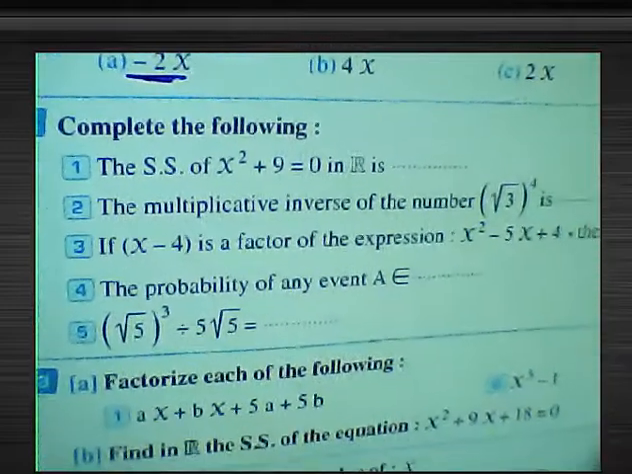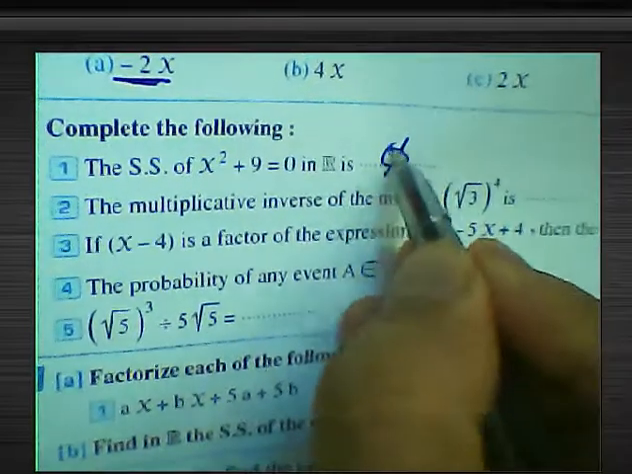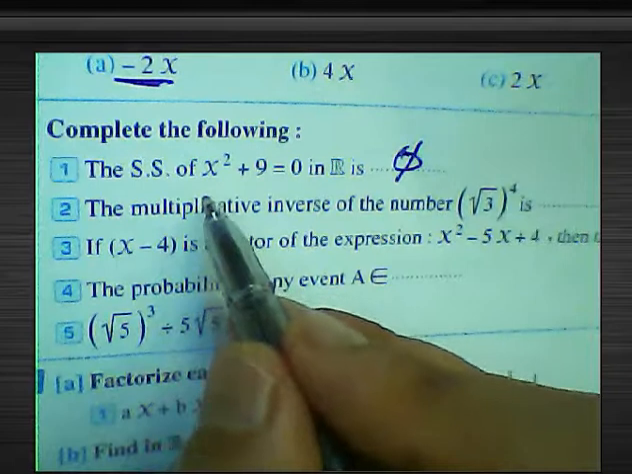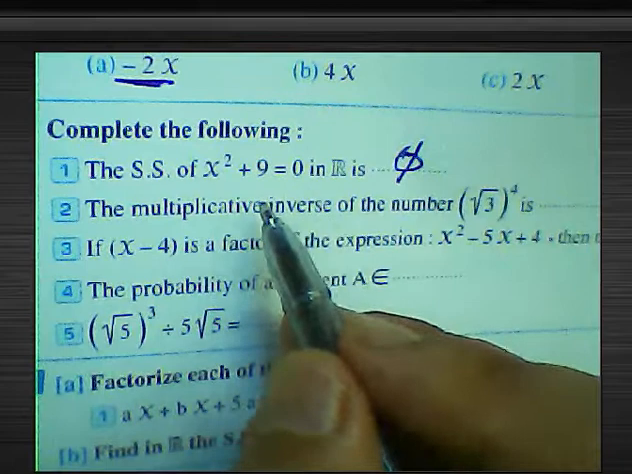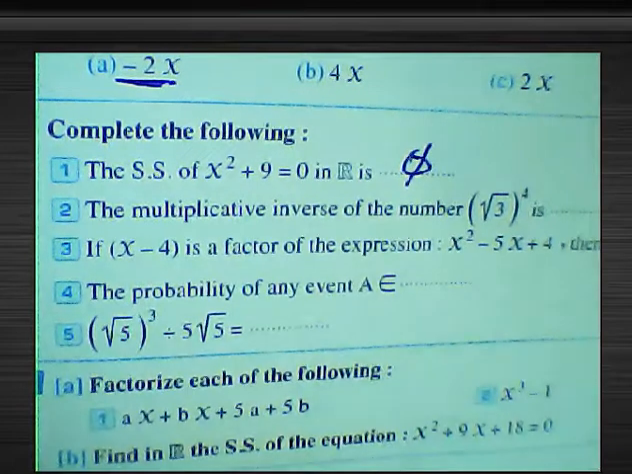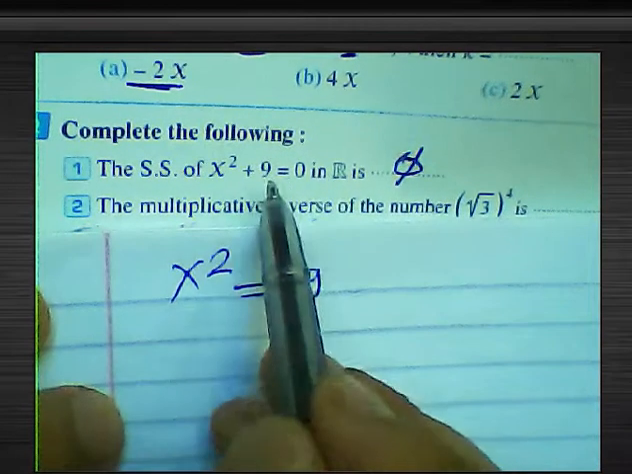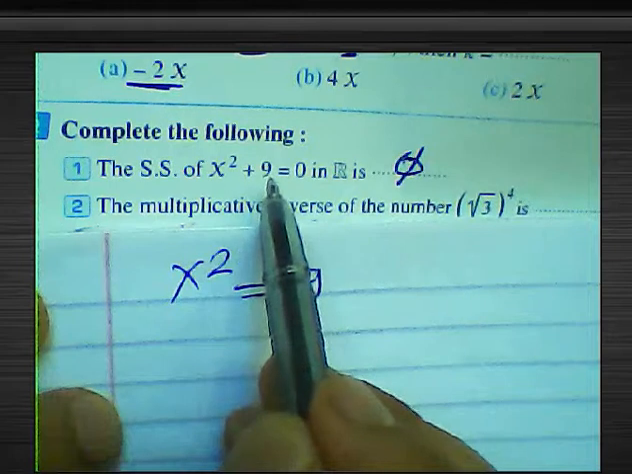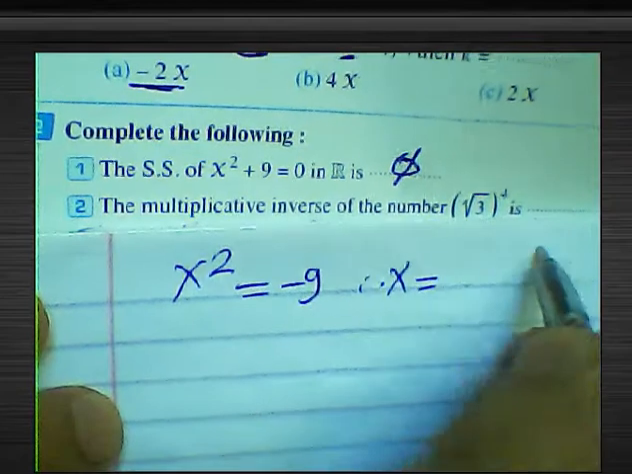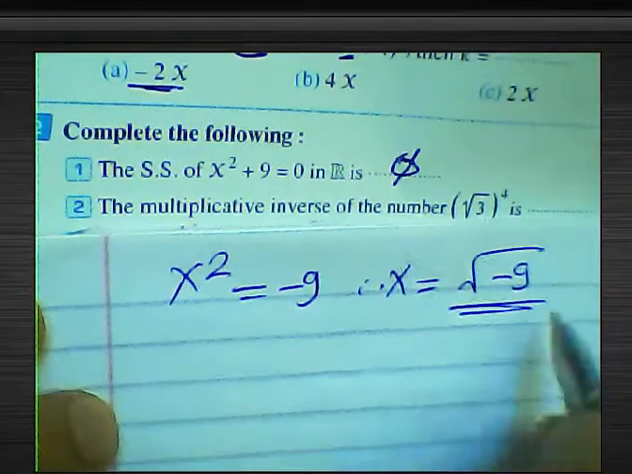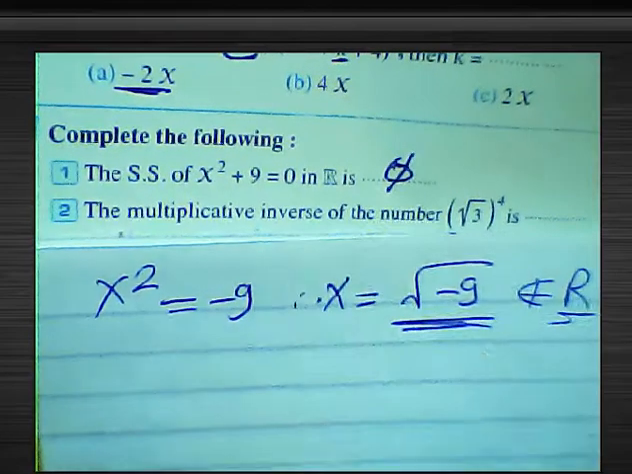Question number 2, complete the following. The solution set of x power 2 plus 9 equals 0 in R equals empty set, because if we find the result of the power and add it to 9, the result will not equal 0. We solve the equation: x power 2 equals negative 9, by moving the digit from the left hand side to the right hand side, it will be negative. Then if we want to find the square root of negative 9, it's impossible. We cannot find the result in R, so the solution set is empty in R.